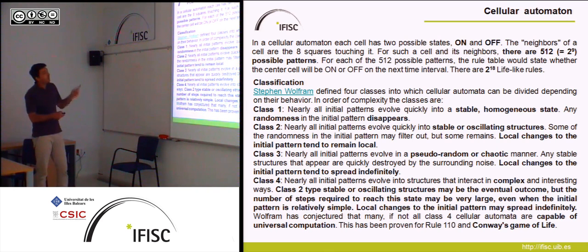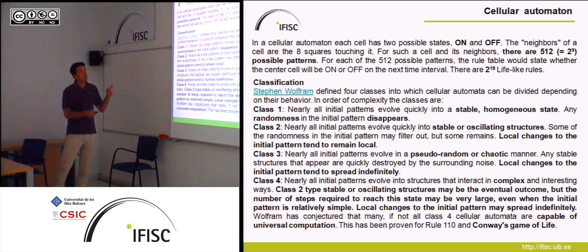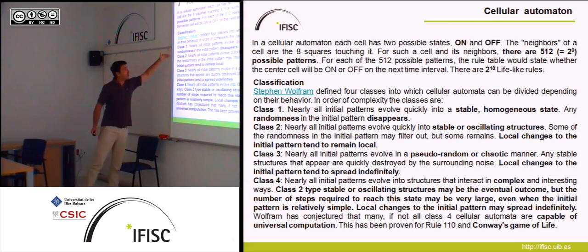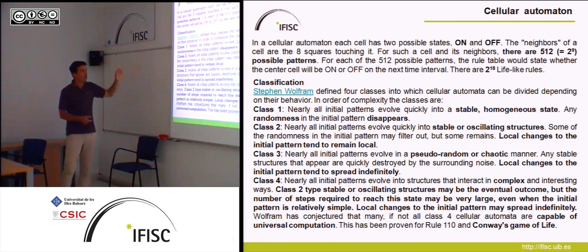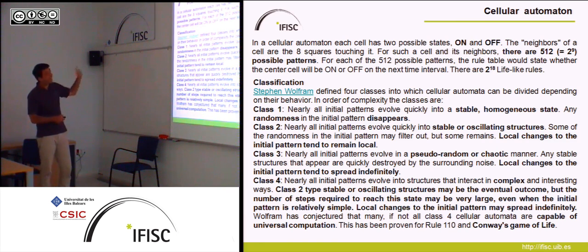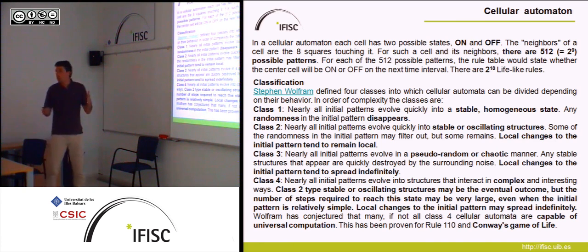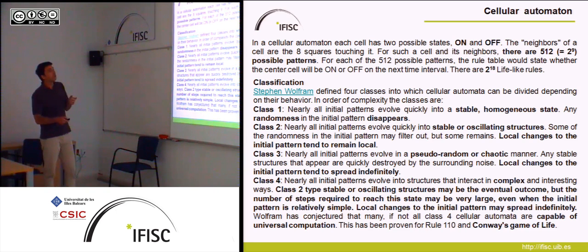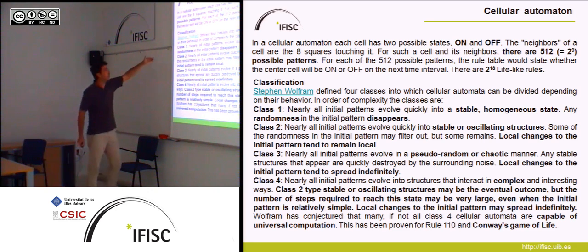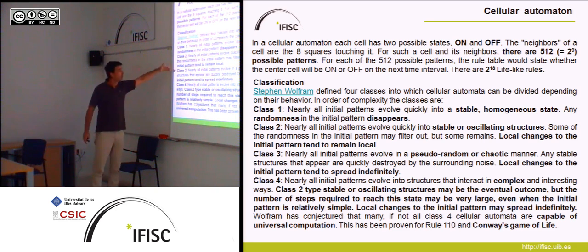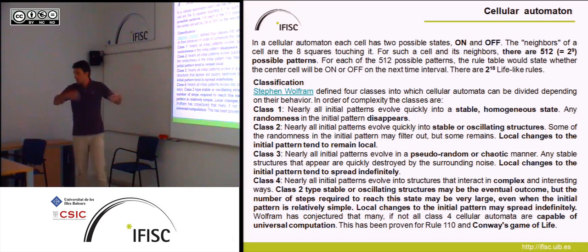Class 2 cellular automata: nearly all initial patterns evolve quickly into stable or oscillating structures. So class 1 is homogeneous stationary, and class 2 is oscillatory systems. Perturbations in the initial pattern may filter out but remain local, so changes do not spread. Then there are class 3 cellular automata: nearly all initial patterns evolve into pseudo-random or chaotic behavior, and any local change of the initial pattern spreads indefinitely. So you have homogeneous stationary, oscillatory, and random chaotic, spread out.